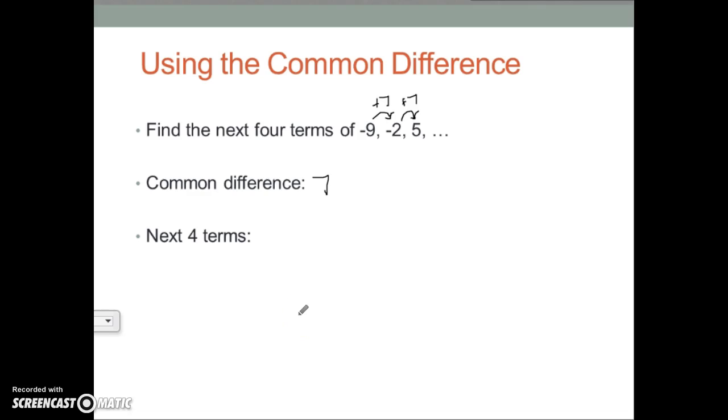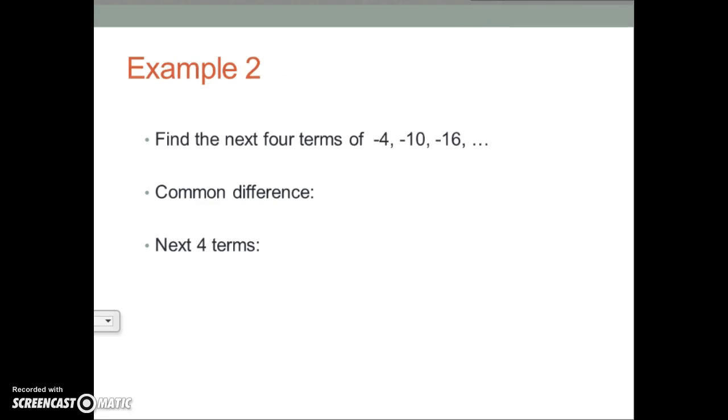Now to identify the next 4 terms, we start with our last term of 5, and we add 7. 5 plus 7 gets 12. 12 plus 7 gets us our next term of 19. 19 plus 7 gets us to 26. And 26 plus 7 gets us to the 4th term we want to identify, 33. So once you have identified that common difference, you can use it to find the next terms in the sequence.